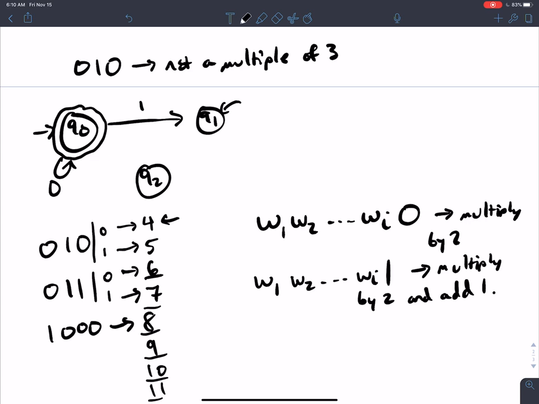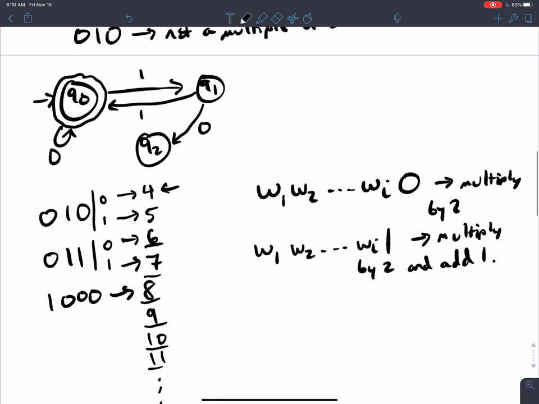Well, if we look at 8, 8 is the second place. So 6 is a multiple of 3, 7 isn't, 8 isn't. So Q2 is where Q1 should go on input 0. And then for 1 from Q1, it's the next place in line. So wherever the 0 takes us, the 1 takes us to the next place. So the 1 takes us there.